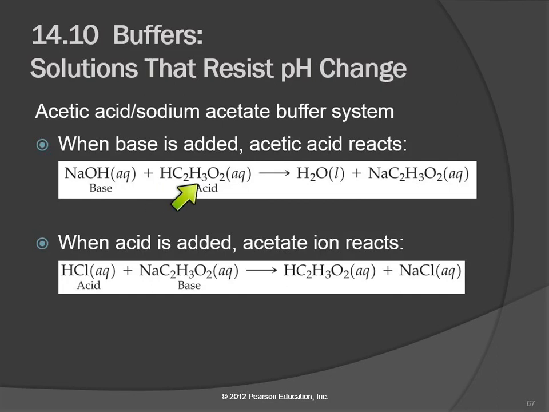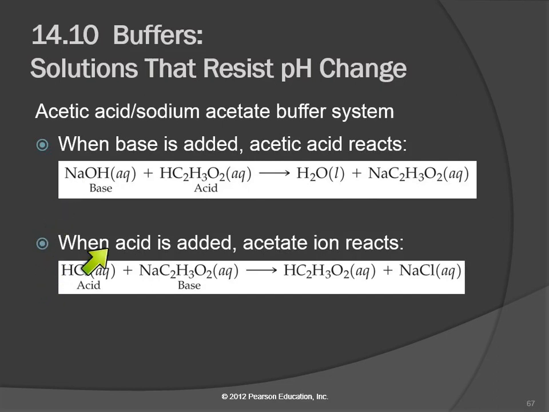So when we put acetic acid into water, it ionizes a little bit. So you still have this intact acid molecule around. If you add sodium hydroxide to this solution, the acetic acid that's present will neutralize the sodium hydroxide.